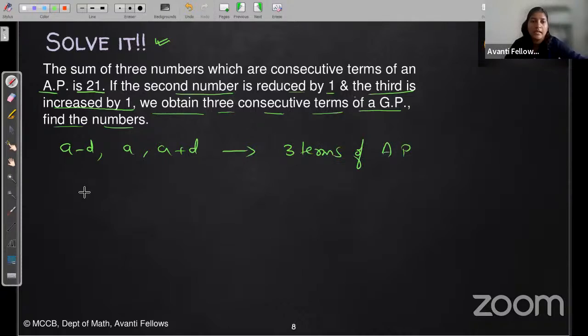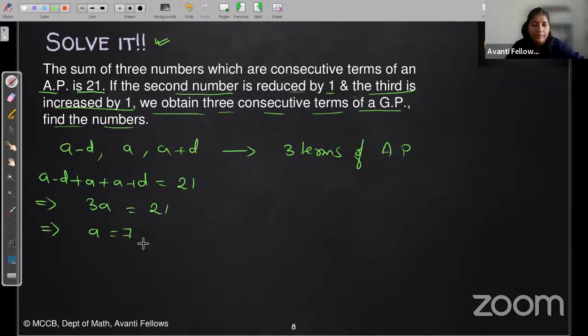Now they're saying the sum is equal to 21. So A minus D plus A plus A plus D is equal to 21. This implies the D gets cancelled, 3A is equal to 21. So A is equal to 7. What will be the three terms of AP now? 7 minus D, 7, 7 plus D. So these are the three terms of AP.